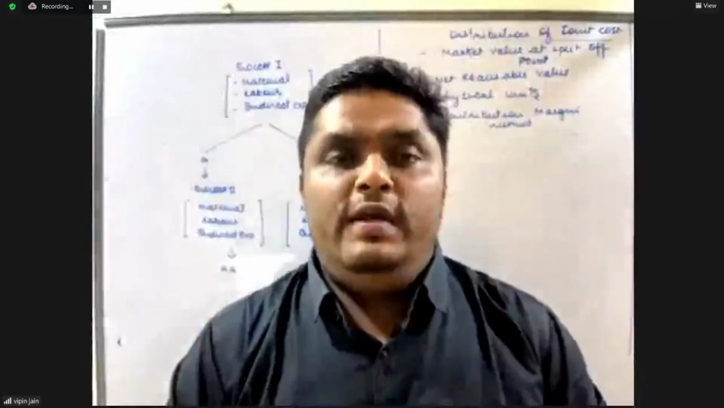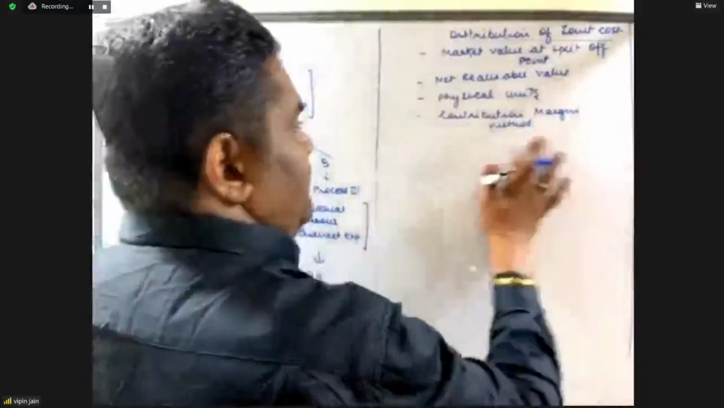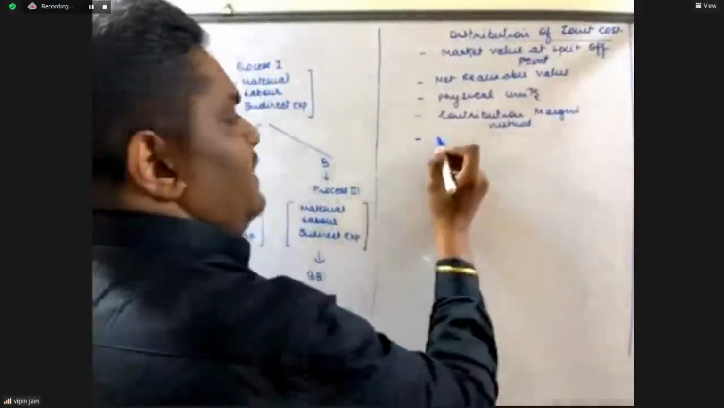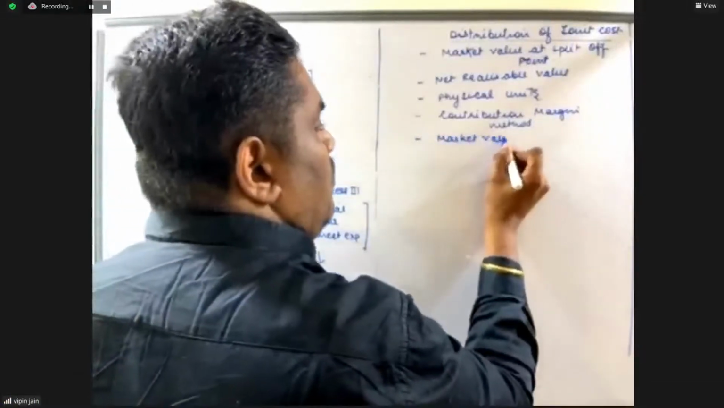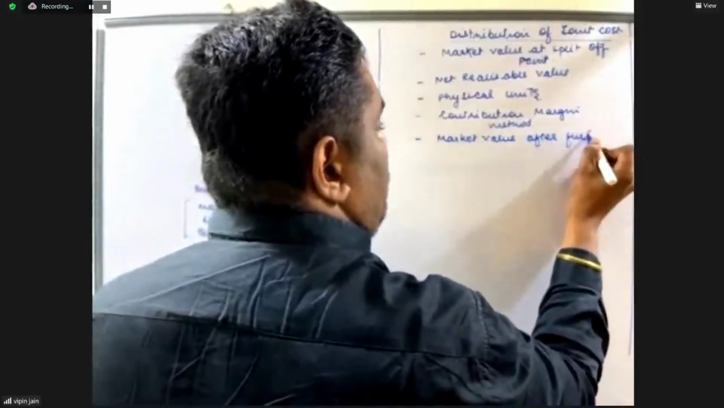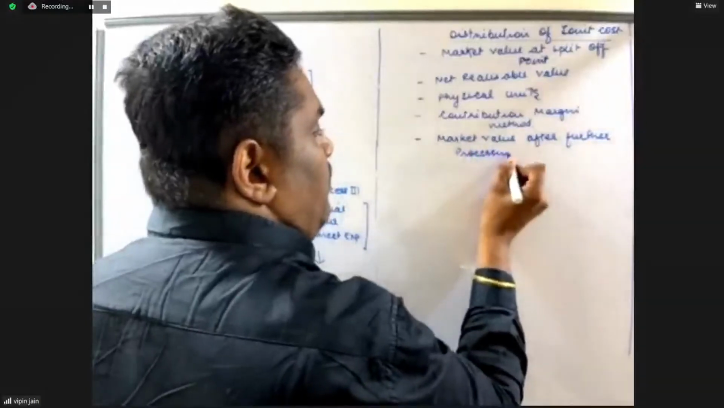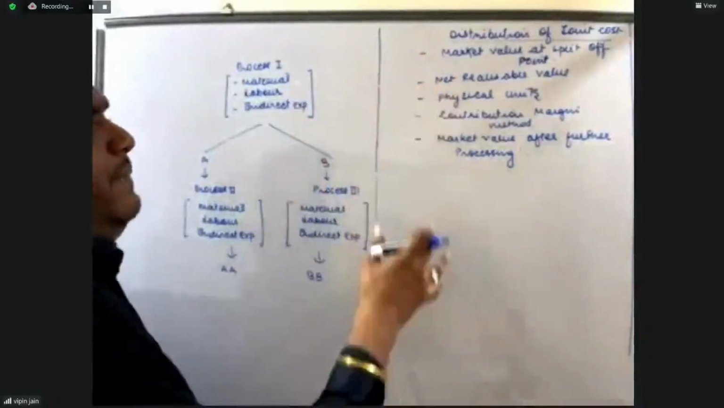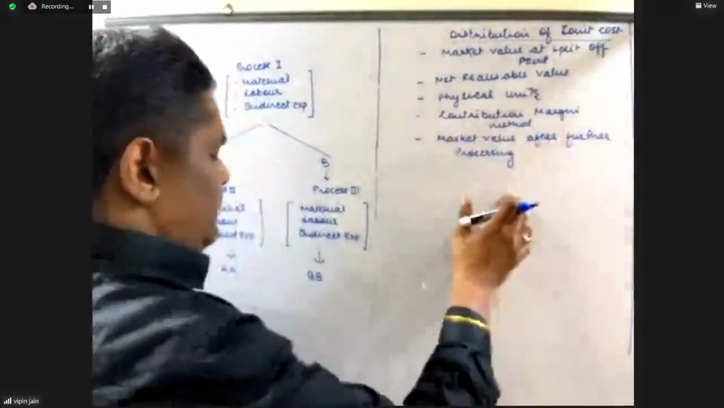Now there is one more method. If the question is asking us to apply this method, then we have to apply. That is market value after further processing. So the joint cost can be distributed in the ratio of market value after further processing.